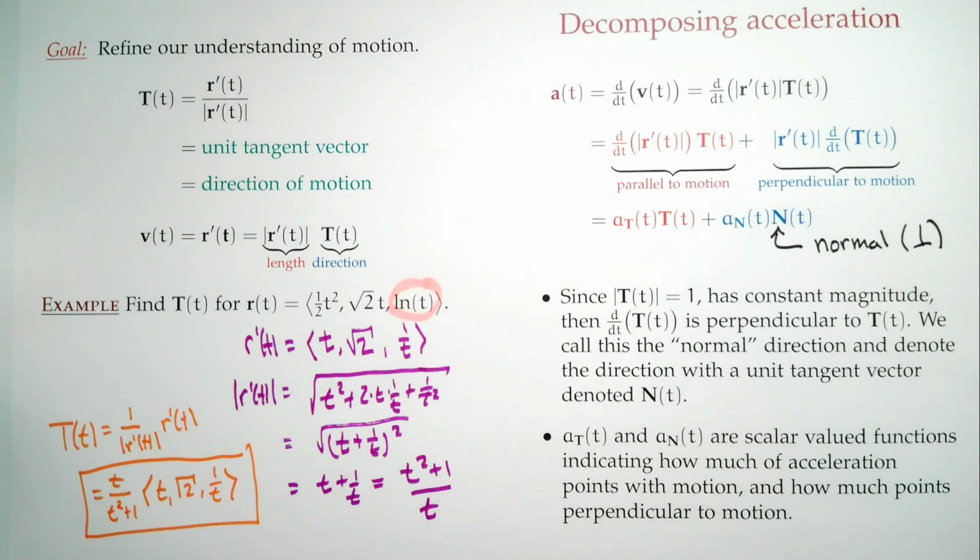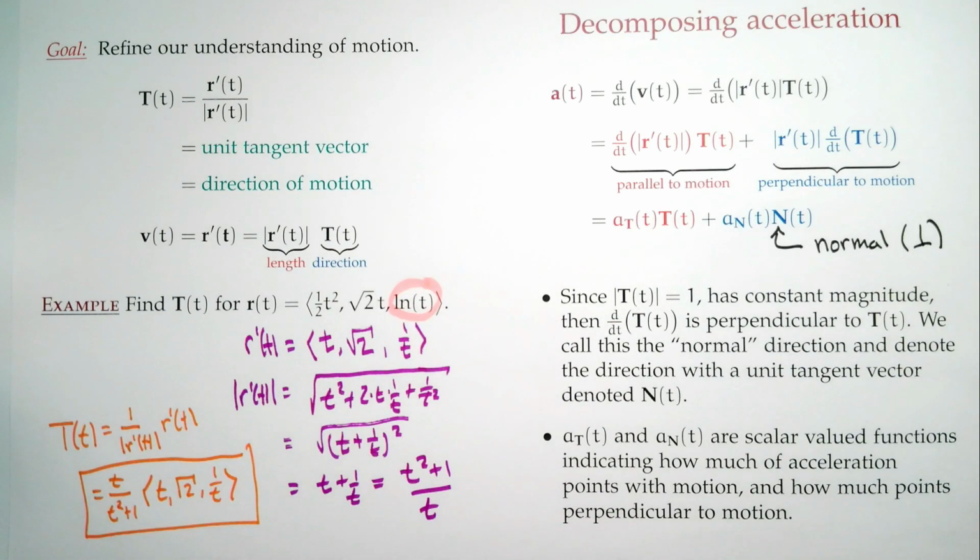Now the second part, that one's a little bit more subtle, but it says, okay, why is it the case that the derivative of capital T has to be perpendicular to motion? And now we come back to something we did several sessions ago. Remember when we talked about being on a sphere? Like, imagine you were on a round Earth. We said, if you have constant magnitude, then you are perpendicular to your own derivative. Well, it turns out that a unit vector has constant magnitude.